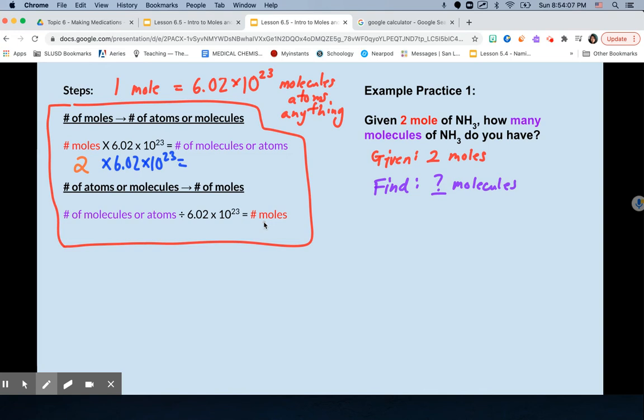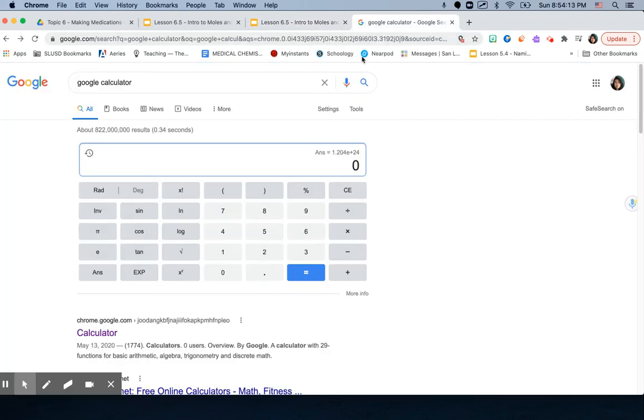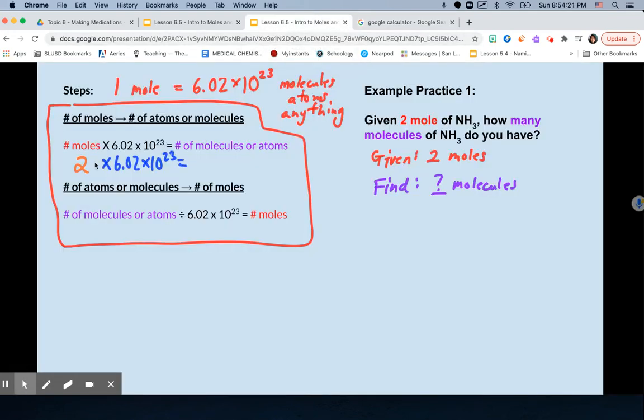So the tricky thing about this one is using my calculator. I just like to pull up the calculator from Google. You search Google Calculator, and this will pop up. Okay, so I just need to type this in. And since this number is pretty big, when I type this in, I'm actually going to put parentheses around this just to correct for any possible error. Always do that just in case.